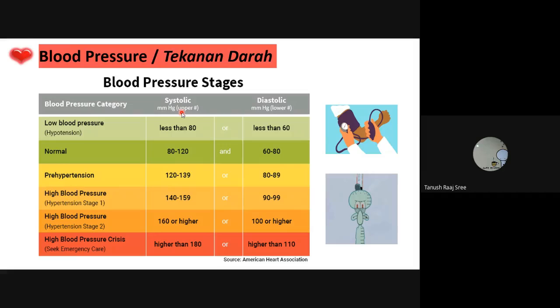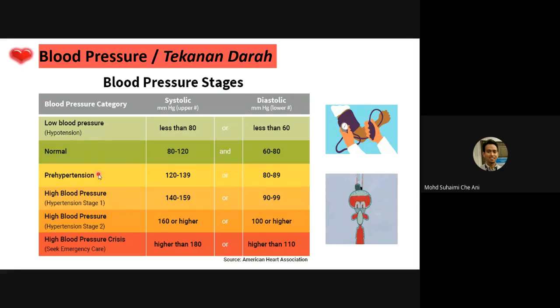What is prehypertension? Pre means before. For example, when you go to primary school, you need to go to tadika first, right? Preschool. This is the same thing also. High blood pressure is the dangerous part, but prehypertension is the condition in the middle between dangerous and normal.